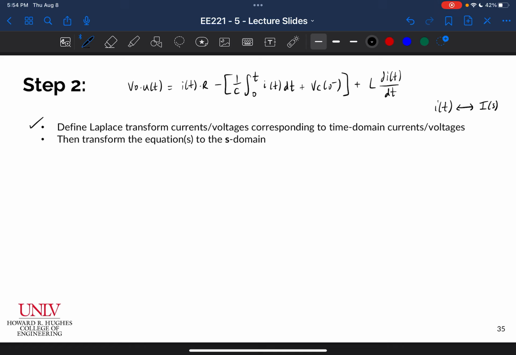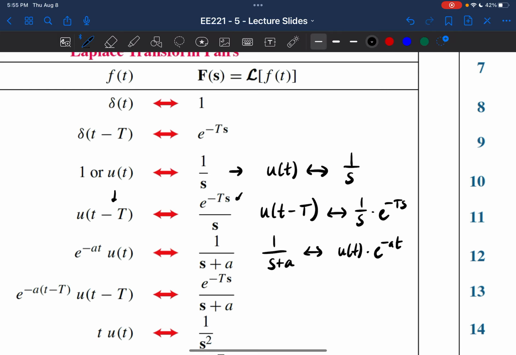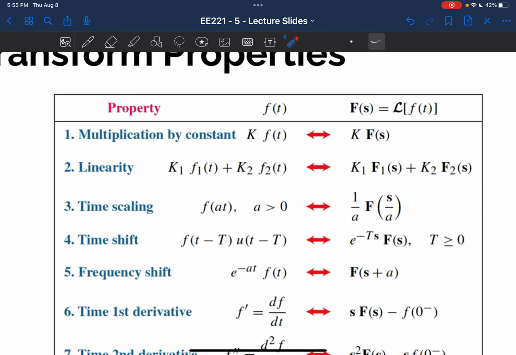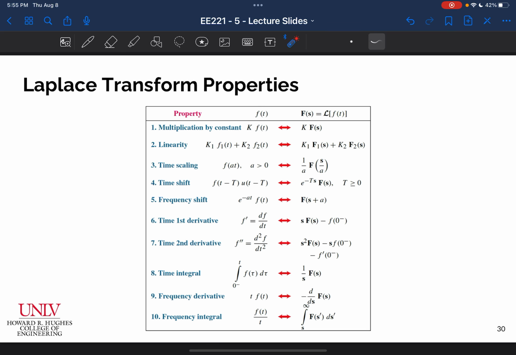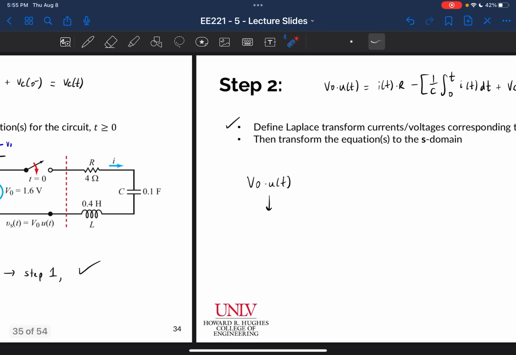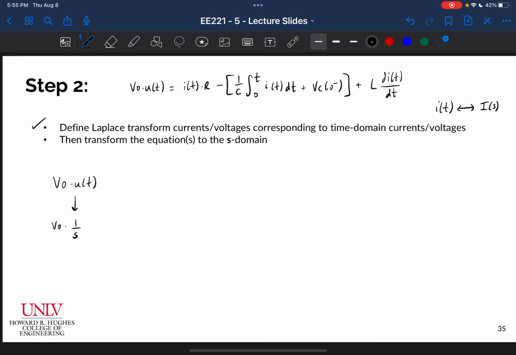So the first one is V0 times u of t, okay? So when we transform that into the s domain, we need to take a look at the Laplace transform table. So what does the Laplace transform table tell us? It tells us that u of t, or a constant, has a Laplace transform of 1 over s, right? And we also know the transform property that multiplication by a constant in the time domain results in multiplication by that same constant in the s domain. So we can go back, and for this first term, we can just say that it's going to be V0 times 1 over s. Okay, so that's our first term there.